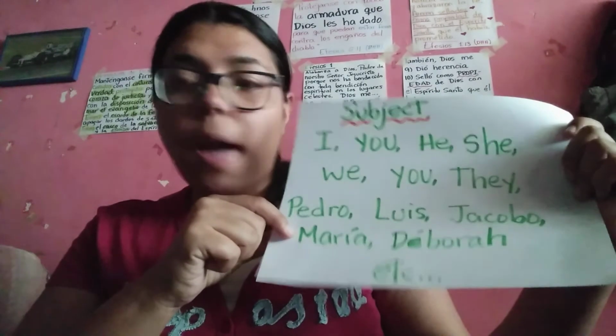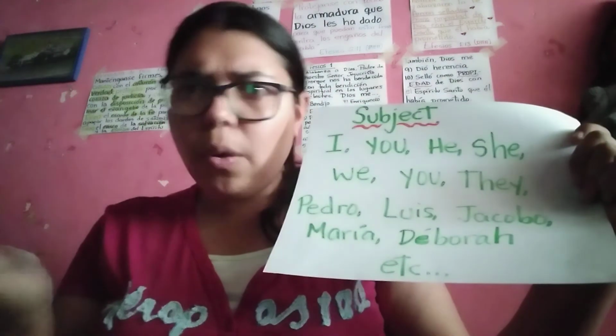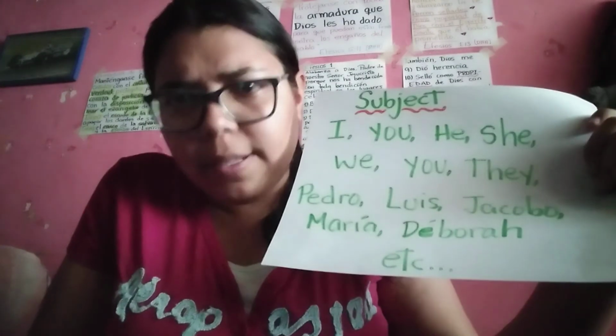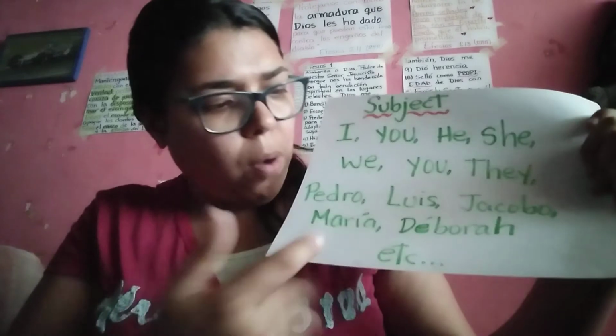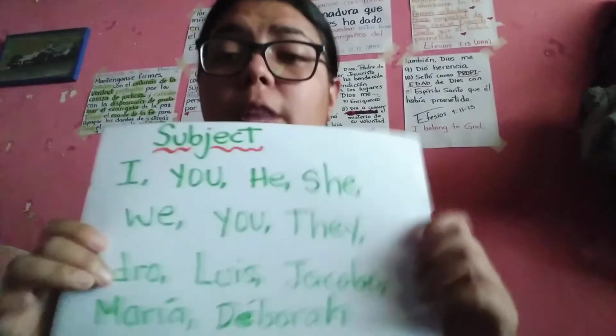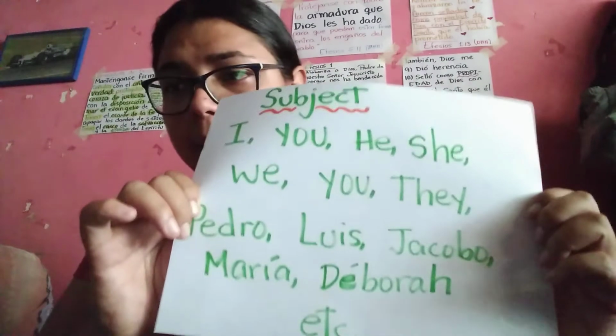But also here I'm adding proper names, common names, names of people we meet. We meet Pedro. We have a friend in 4th grade C whose name is Pedro. We know Luis, Jacobo, Maria, Deborah, and you can add some more, right? So the first step for my sentence is a subject. Then I have here verbs.